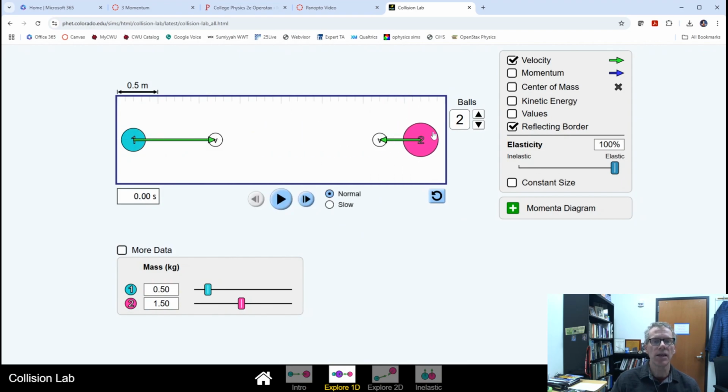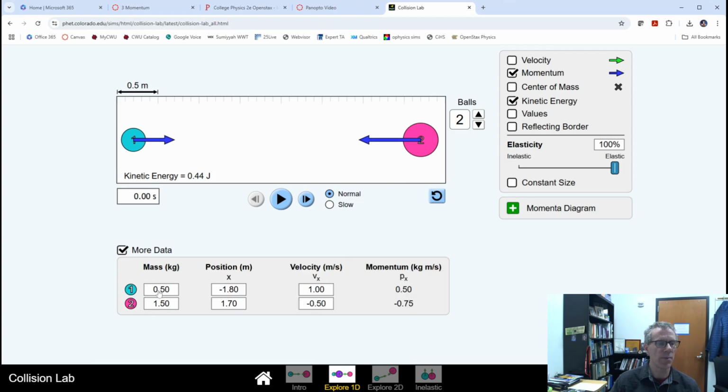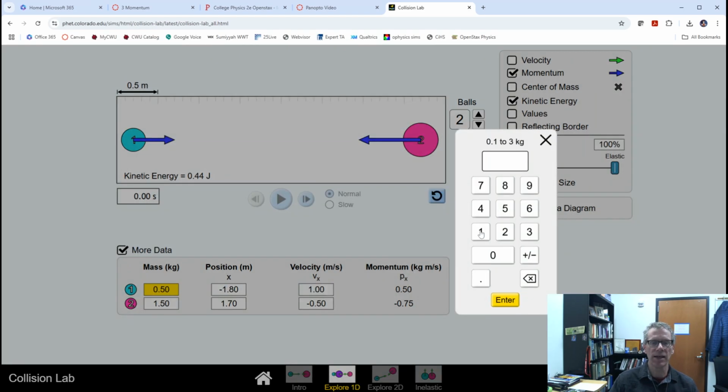So you can see here we've got two balls. We can change things around. We can change the mass. We can change the position by adding numbers here, but we can also just drag it and move it. The position is not going to be something that is really important. The mass is, and the velocity is.